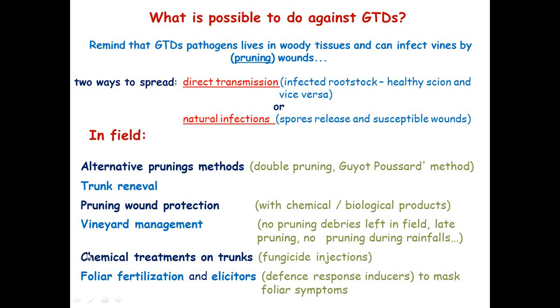Or someone tried to fight the pathogen directly in the wood with chemical treatment on trunks, like with fungicide injection. Or someone tried to suppress symptom expression, for instance, using foliar fertilization or elicitors, just to induce a defense response in the host plant.